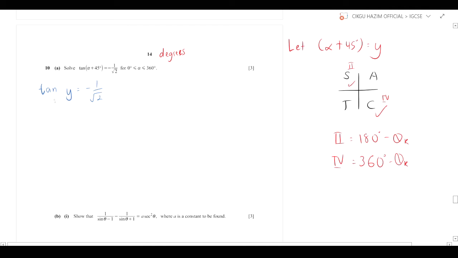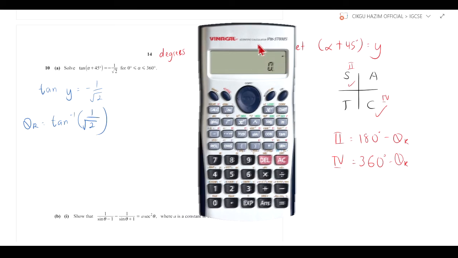So what to do next is find the reference angle. How to find the reference angle? You move tangent to the right side, it becomes tangent to the power negative 1, or shift tangent, and then you put 1 over sec 2. Why don't we put the negative inside the shift tangent here? Remember, the negative value is just to tell you which quadrant they fall in. So negative is just telling the location of the quadrant. When we want to find the reference angle, we don't put the negative. Remember that.